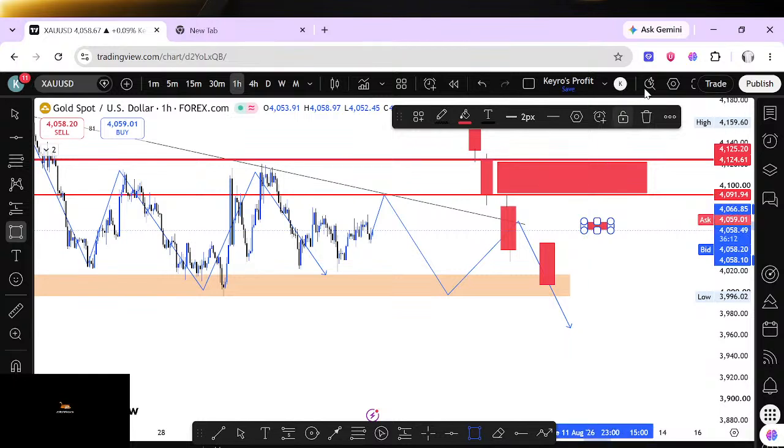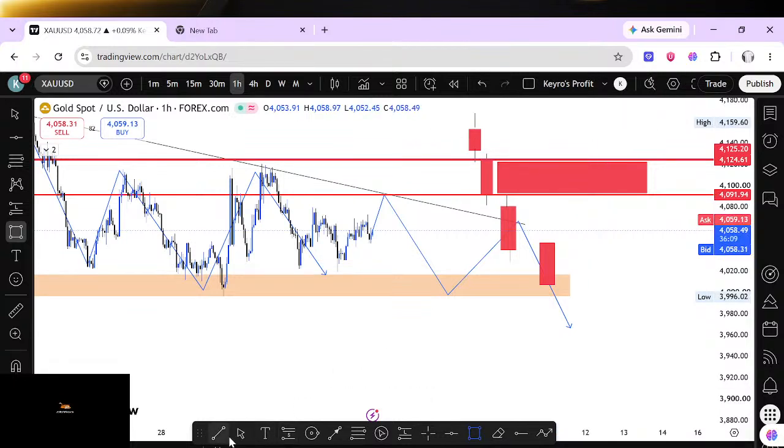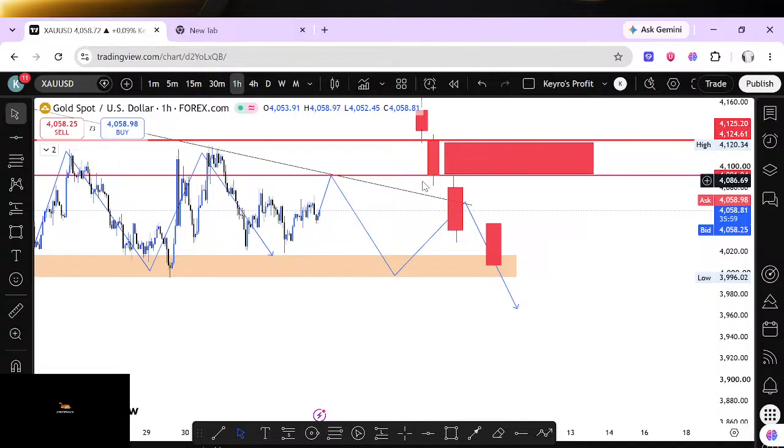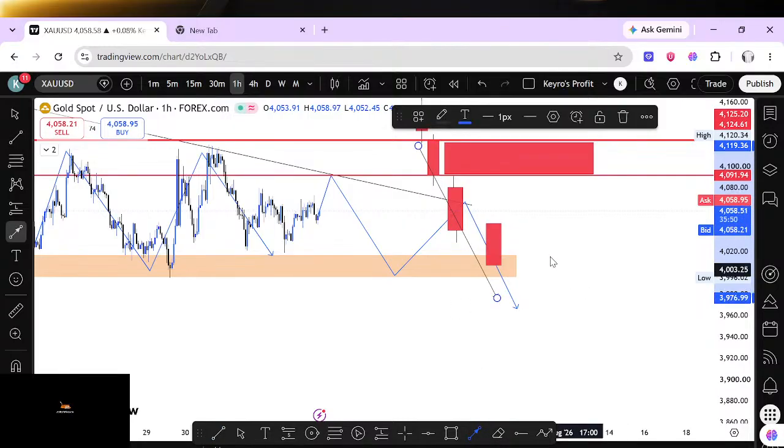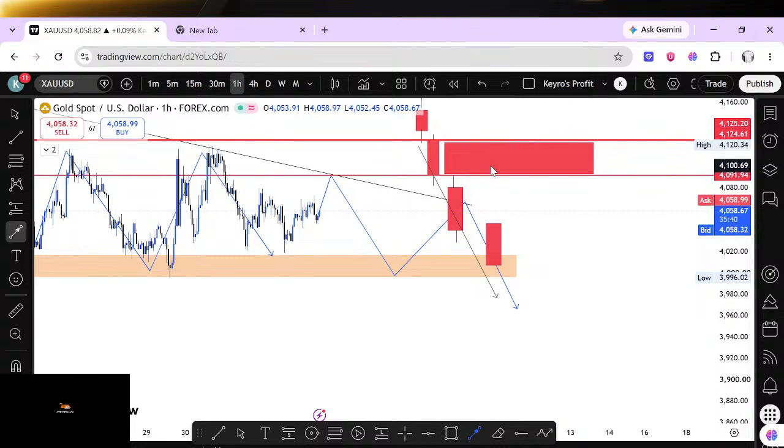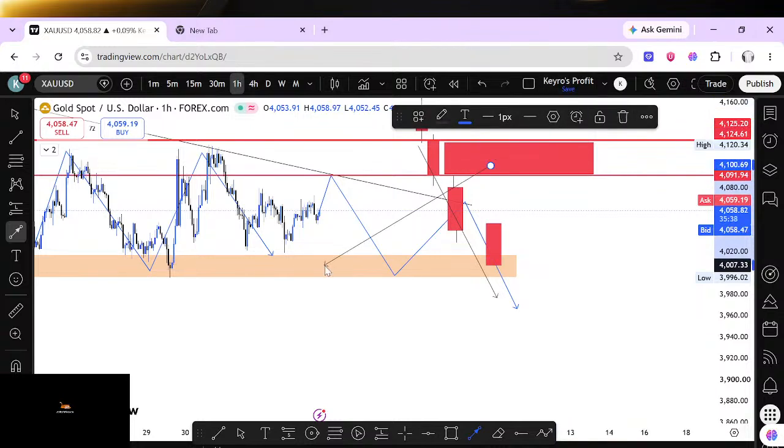Why? Because it is a gap that has not been retested by the market. The market continued moving on a downtrend from here without going back to fill in the gap that we have here. All right, so let's identify this in the daily market so that we can have a clear picture of what we're talking about here.